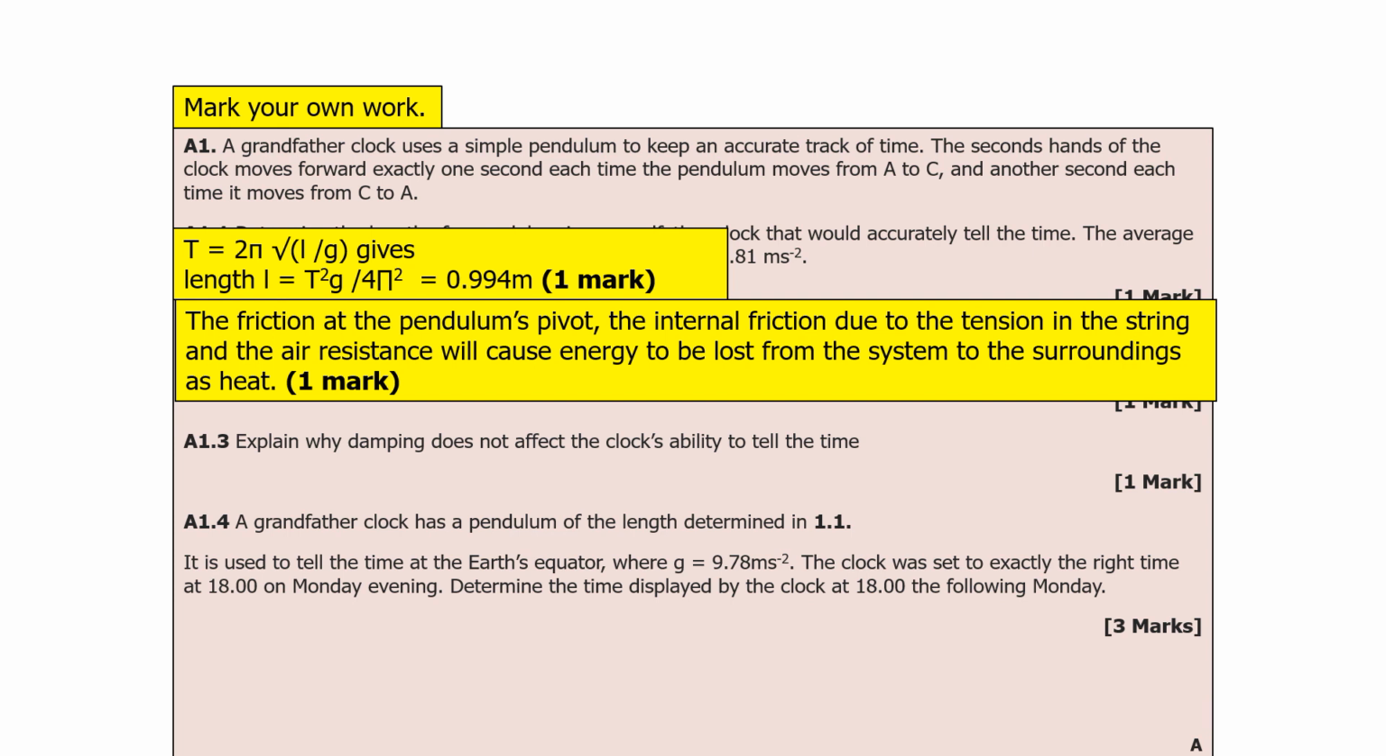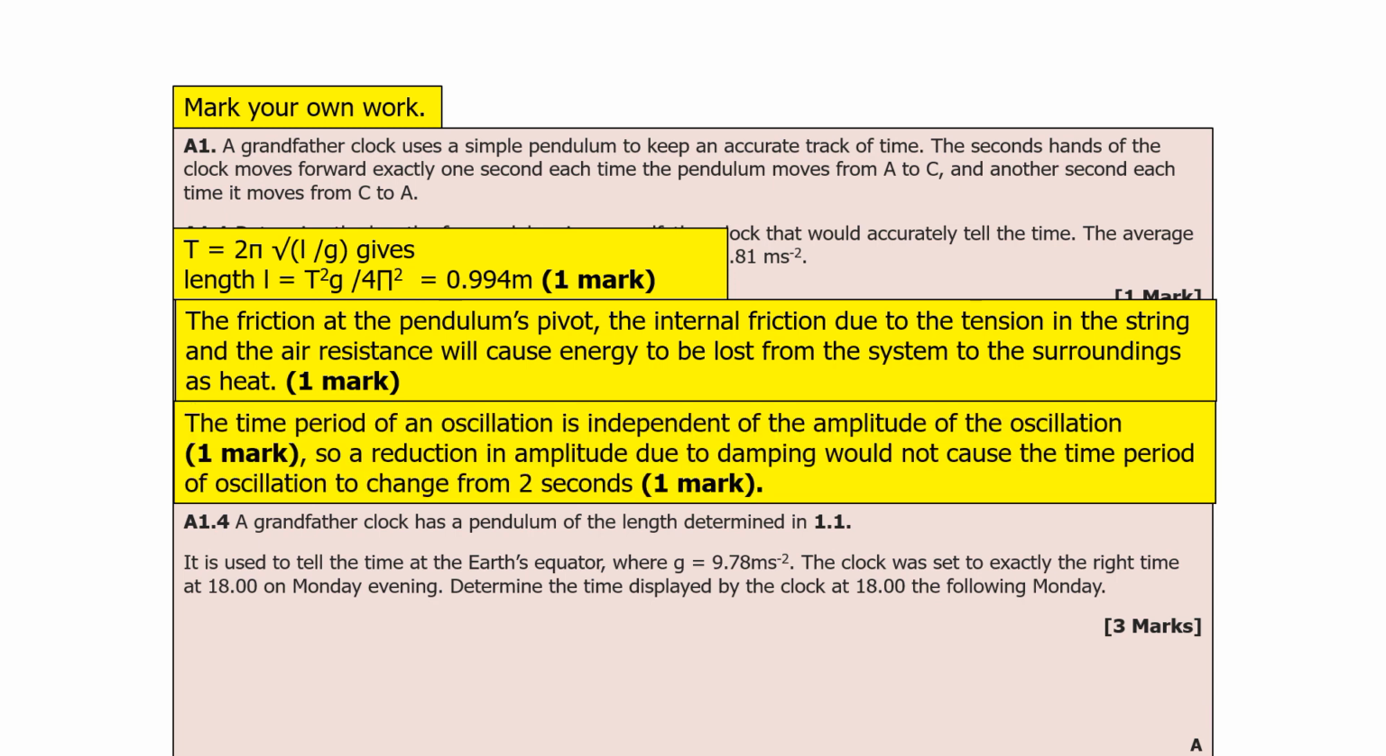It could be internal friction due to tension in the string, or it could be air resistance. It won't affect the ability to tell the time because the time period does not have an amplitude term in this equation, so reducing the amplitude due to damping would not cause the time period to change.